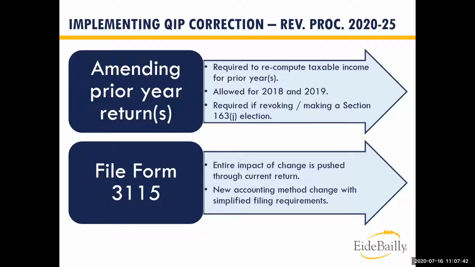With the Form 3115, we make the change as of the beginning of the year of change to take into account whatever the cumulative amount of deductions you would have been entitled to through that time, and then you go forward using the new method of accounting. There's some simplified filing rules here, but it does still require a Form 3115 to be filed with a tax return.